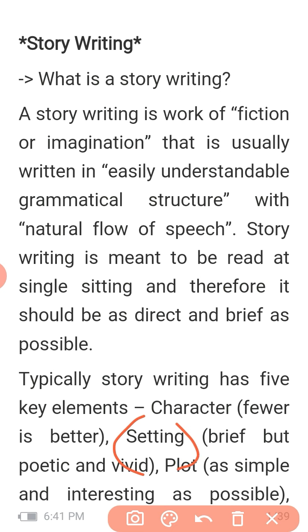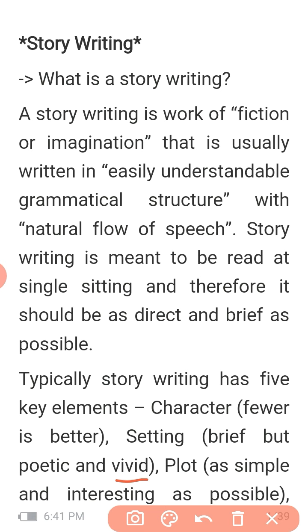मतलब किस जगह पे स्टोरी का सीन सेट हुआ है. Brief but poetic and vivid. So it should be poetic. Poetic doesn't mean that the setting should sound like a poem, but it should be explained in a poetic way, very nicely and with simplicity. Vivid means clear. ये नया वर्ड है आपके लिए. Vivid means clear. It should be crystal clear, nicely explained in the story.